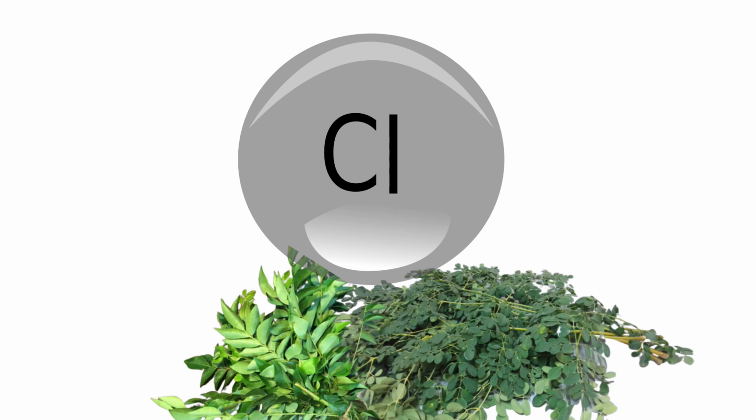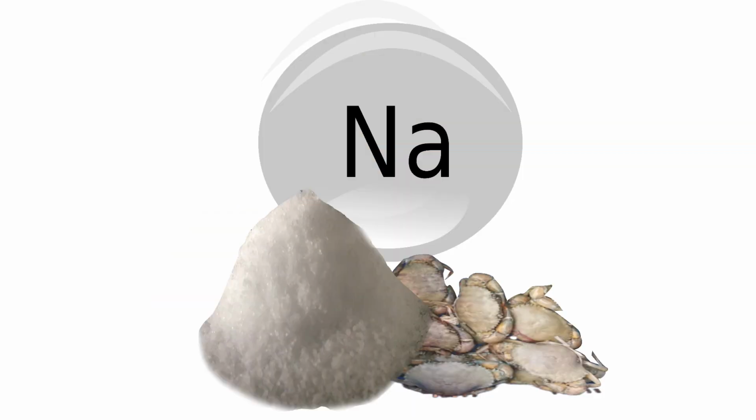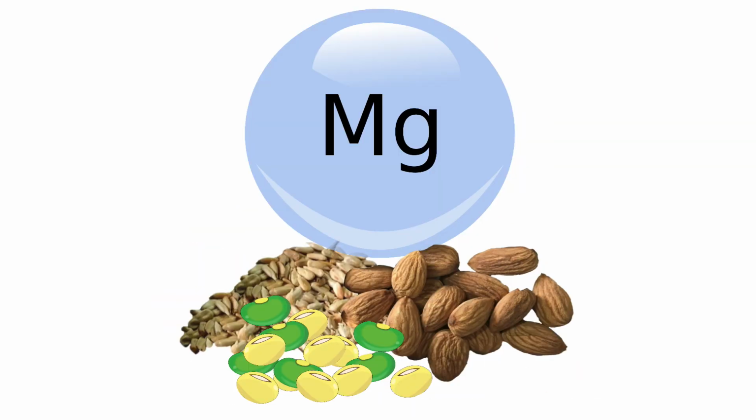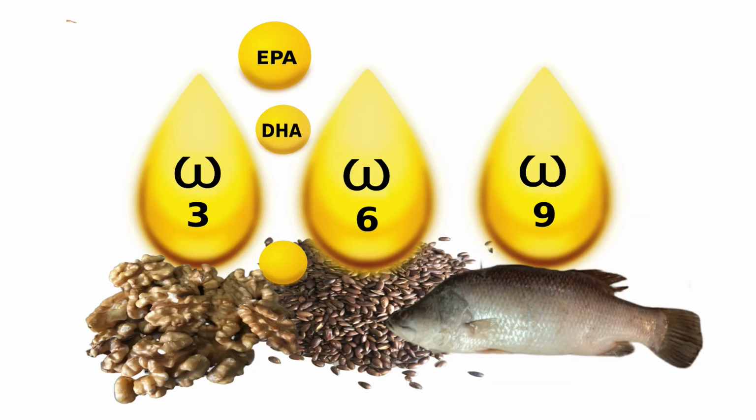Sulfur, chlorine and protein or essential amino acids are Type 2 nutrients. Sodium, potassium, magnesium, phosphorus and zinc also belong to the same group. Essential fatty acids like omega-3 are Type 2 nutrients as well.